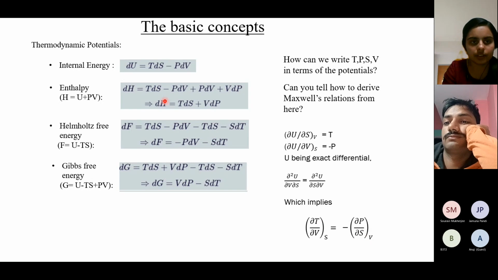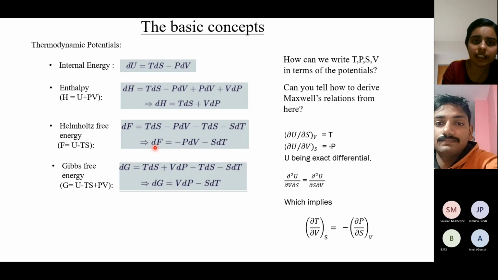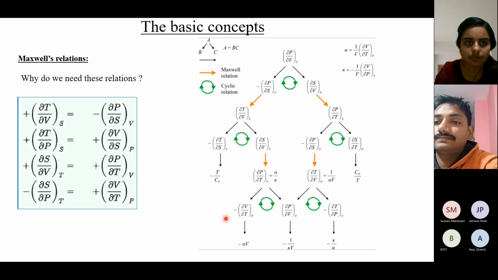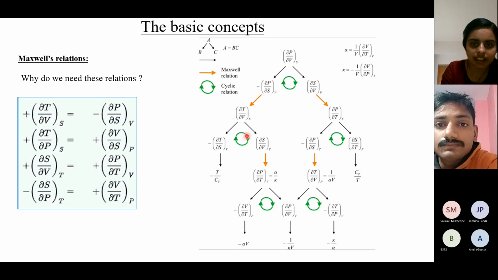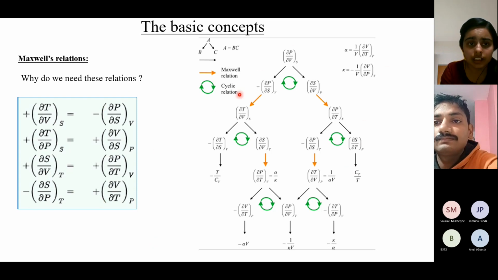So similarly, if you start from enthalpy and the other potentials, you can find the respective Maxwell's relations. This is clear to everyone? Yeah, okay. So these are the different Maxwell's relations. And as I had shared in the last class as well, using these Maxwell's relations, we can derive different quantities in terms of the other known ones.